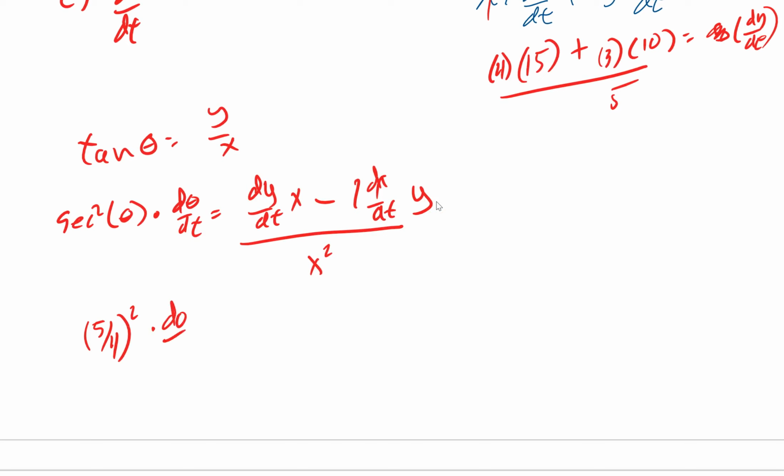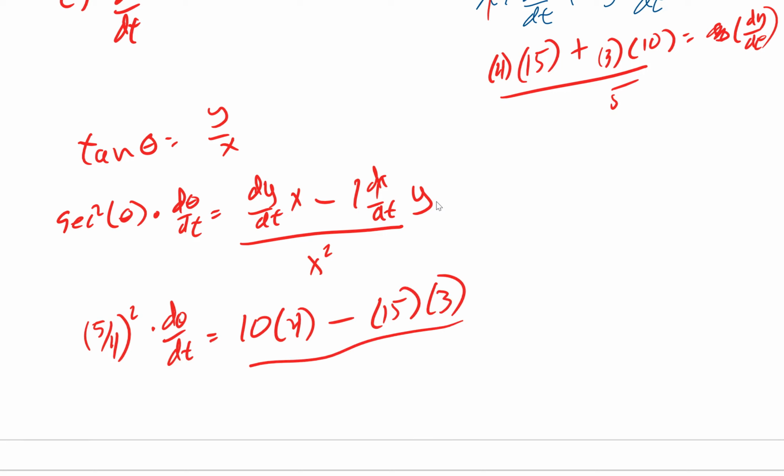So right here, this is 5 over 4 squared times d theta dt equals dy dt is 10 from before. X is 4, they gave us. dx dt was 15. Y was 3, all over x squared, which was 4 squared. Right, and then all I gotta do is multiply by the reciprocal of this, get rid of it, and you get d theta dt equals that ugliness, and you are done.